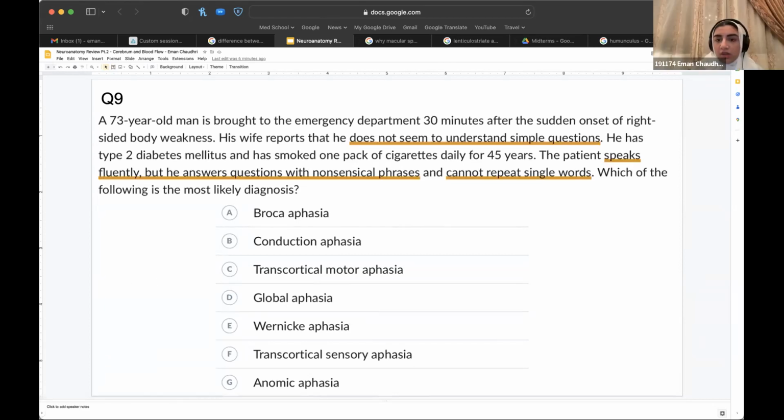So nonsensical, cannot repeat single words. Correct. It is Wernicke's. You both are correct. E, Wernicke aphasia. And then now I wanted to ask you before I show you the next slide: how do you know the difference between Wernicke's versus conduction aphasia? Or conduction versus Broca's aphasia? What is the difference between the three?